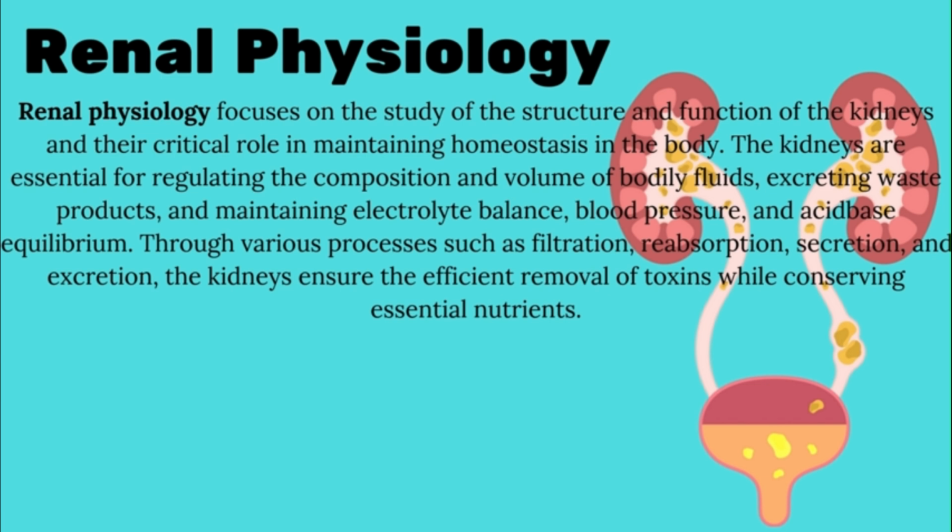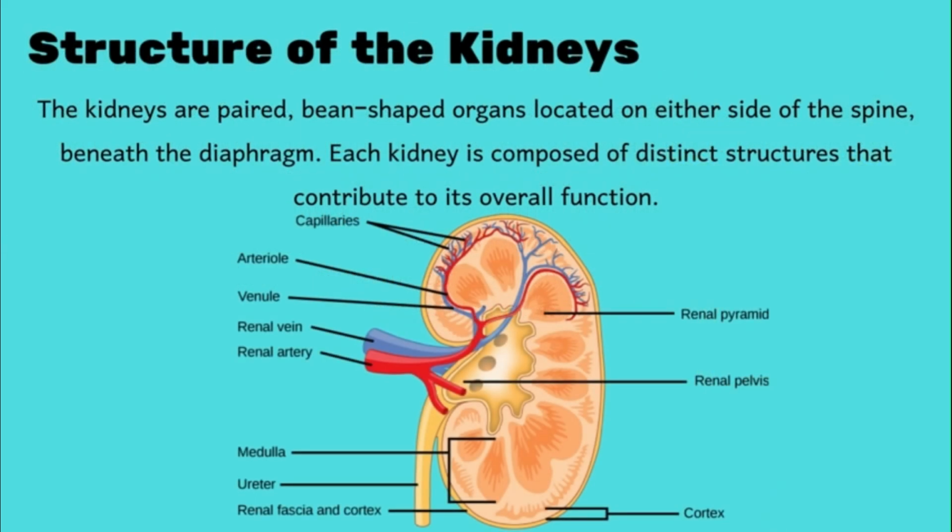Through various processes such as filtration, reabsorption, secretion, and excretion, the kidneys ensure the efficient removal of toxins while conserving essential nutrients. Structure of the kidneys. The kidneys are paired, bean-shaped organs located on either side of the spine, beneath the diaphragm. Each kidney is composed of distinct structures that contribute to its overall function.